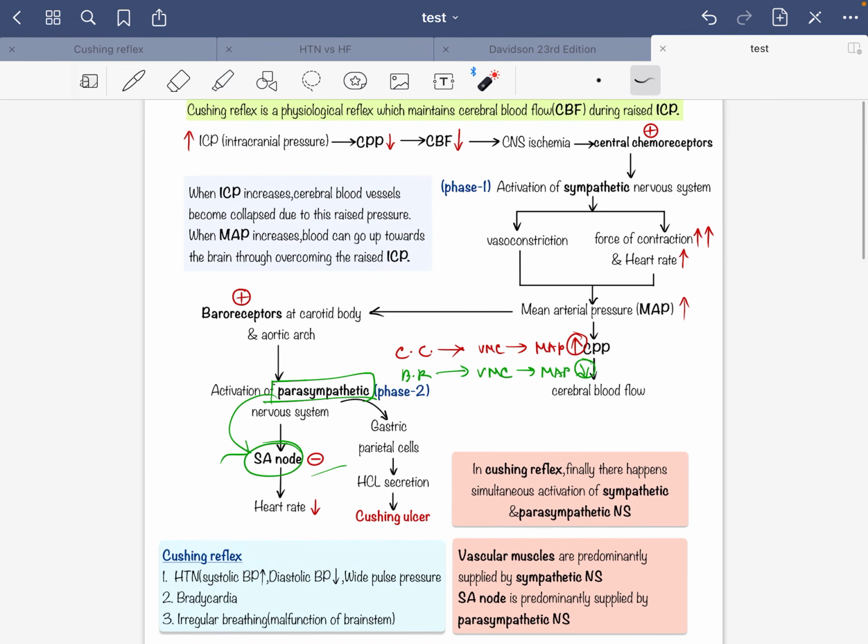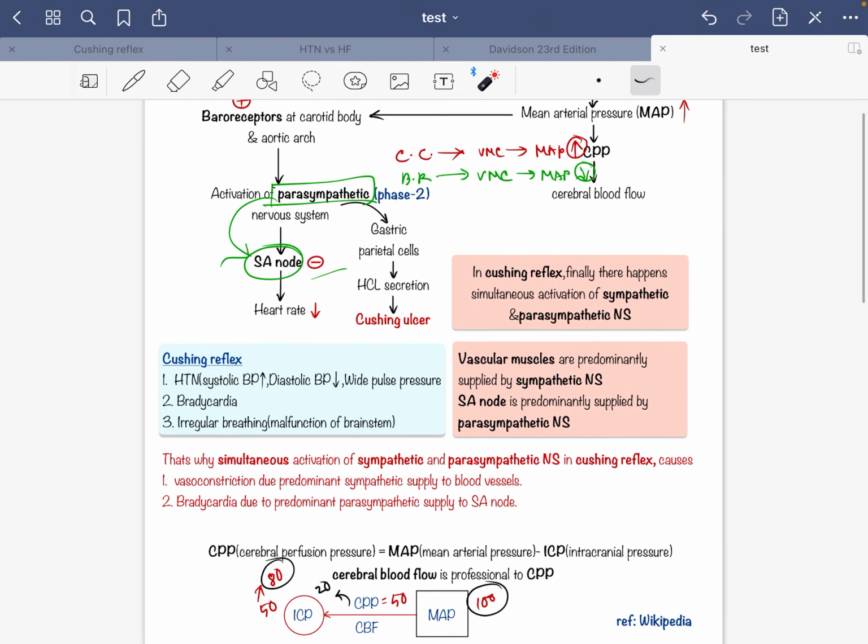So I have tried to explain this complex matter in the easiest way.